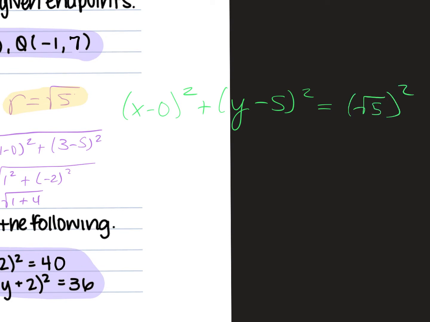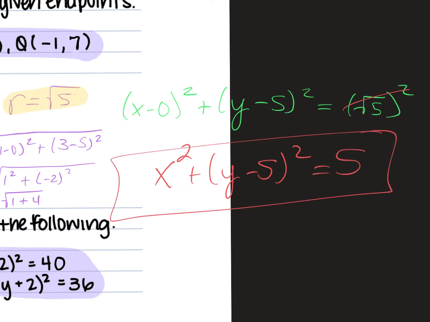Now, how can we simplify that? Do I have to write x minus 0? No, I can write that as x squared. Then I have plus y minus 5 squared. And what happens, guys, when you square a square root? It cancels. This becomes equals 5. And there's your equation of your circle. So when you're given the endpoints of the diameter, you need to find the center and you have to find the radius.